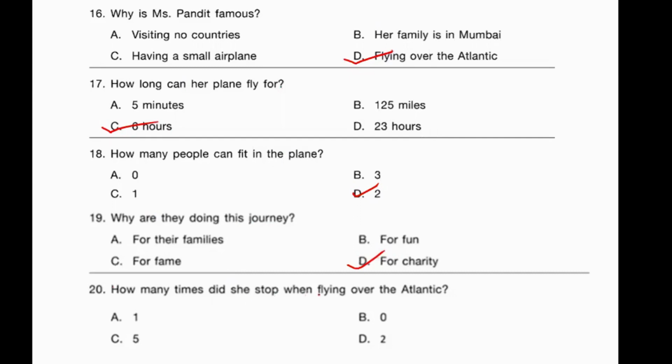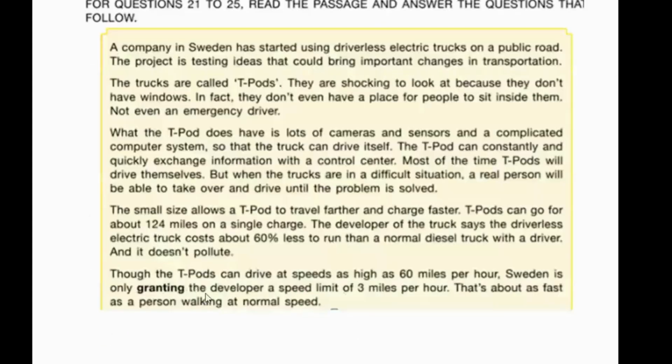How many times did she stop when flying over the Atlantic? She has to stop 5 times because the aircraft can travel only for 6 hours. So she has to stop 5 times to complete her journey. Okay. Next, again, we are given one more passage. Okay, so in this section 2, we have 2 passages here.